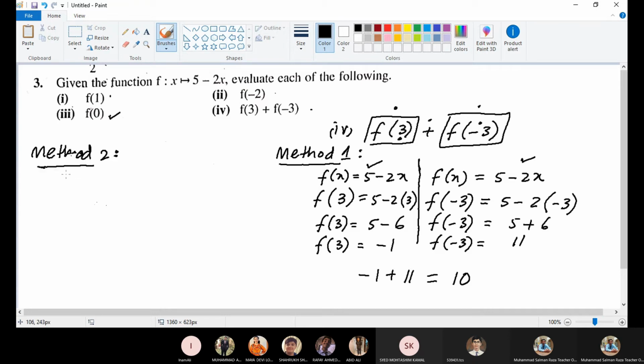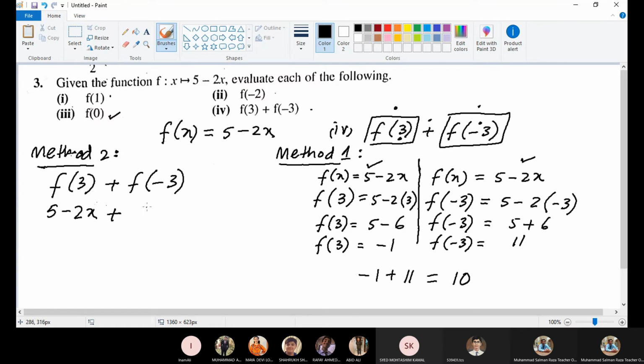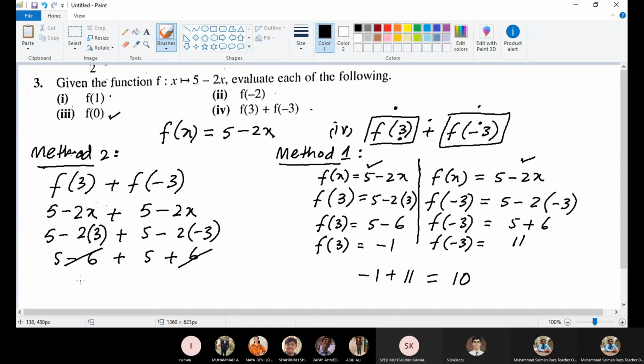So the main question is f of 3 plus f of -3. I know that f of x's function is 5 minus 2x. Wherever f of x is mentioned, I can replace it with 5 minus 2x. So I replaced f of 3 by 5 minus 2x, and over here again 5 minus 2x. In this one I'll put 3, and in this one I'll put -3. So it becomes 5 minus 6 plus 5 plus 6, and then -6 and +6 are going to be cancelled. So the answer is 5 and 5 are 10. Do you get it?